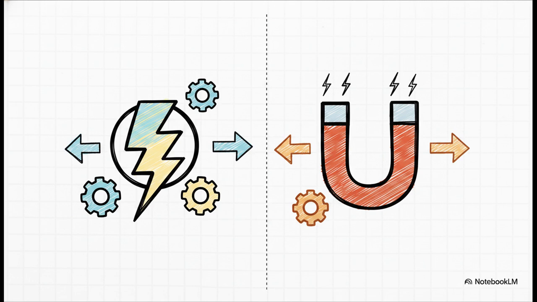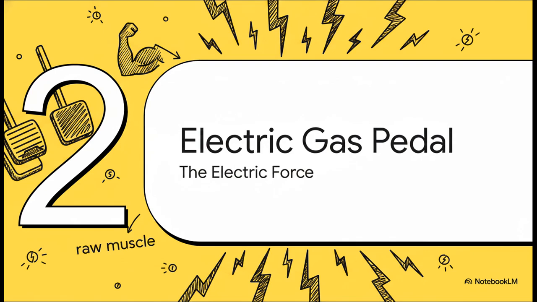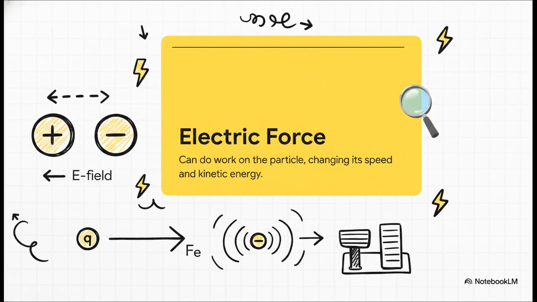distinct characters. Moving right along to Section 2, the electric gas pedal, the electric force. If our master key equation is a vehicle, the electric force, that Q times E part, is the raw muscle. Looking at just the first half of our equation, we isolate the electric force, or Fe equals Q times E. So the crucial point here is that this force actually does work on the particle. In physics terms, that means it does the heavy lifting. It actively changes the particle's speed, and thereby changes its kinetic energy.